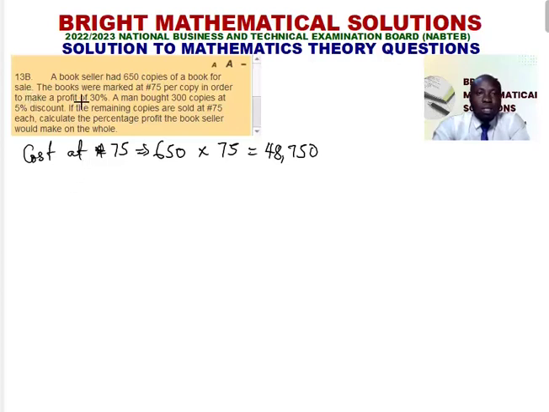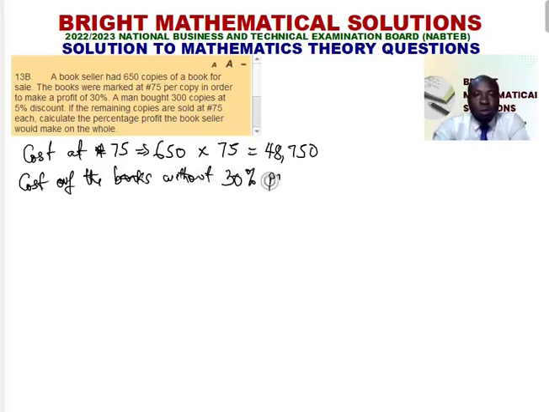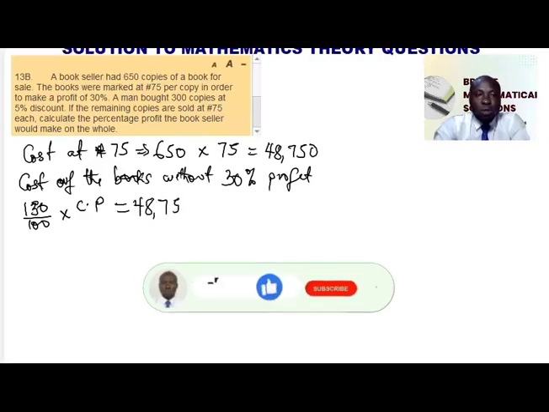Now, the next thing we have to look for is the cost price of the book without the profit. Remember, we were told that after getting 30% in profit, it gives us this. So the cost of the books without 30% profit will now become 130 over 100 multiplied by the cost price equals 48,750.